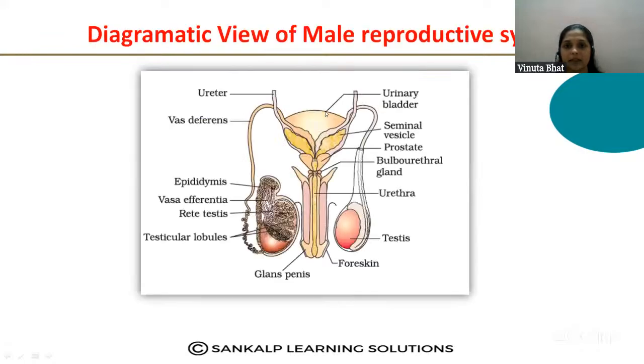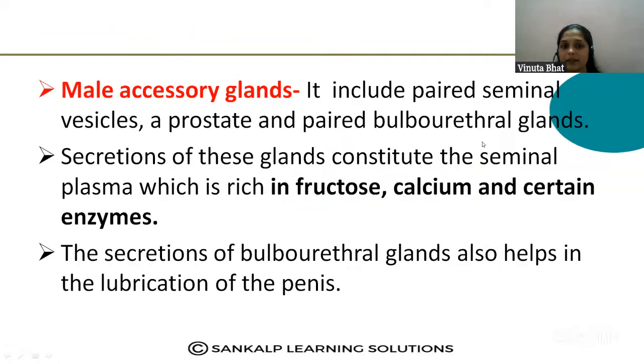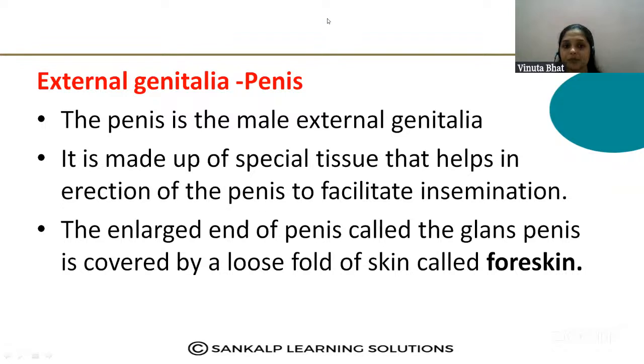Look here, it is clear to you in the diagram. Then the sperm is released into the urethra. That is a common passage for what? The urethra is the common passage for the sperm and the urine. Okay, and male external genitalia, what does it include? Male external genitalia, that is the penis.